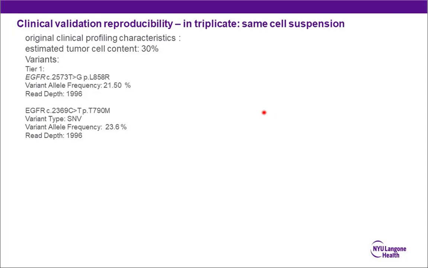So what was the clinical characteristic of this sample before we did DEPArray? The original tumor cell content was estimated from H&E at 30%. We detected from the bulk sequencing two EGFR variants, exon 21 L858R and a T790M mutation. You can see variant allele frequency about 20 and 23%. So we are a little bit off with the tumor cell percentage estimate.